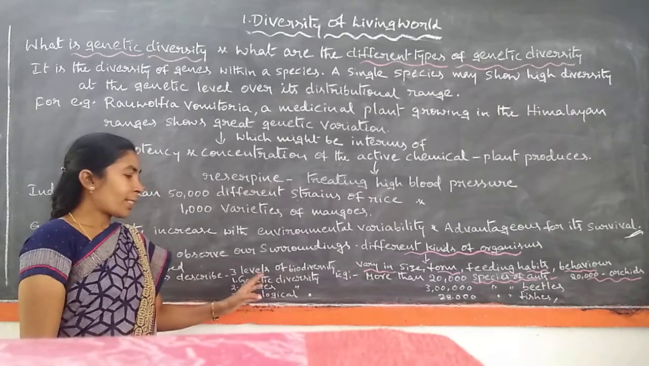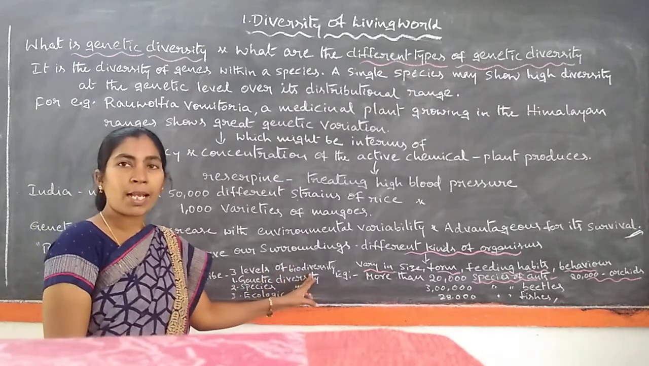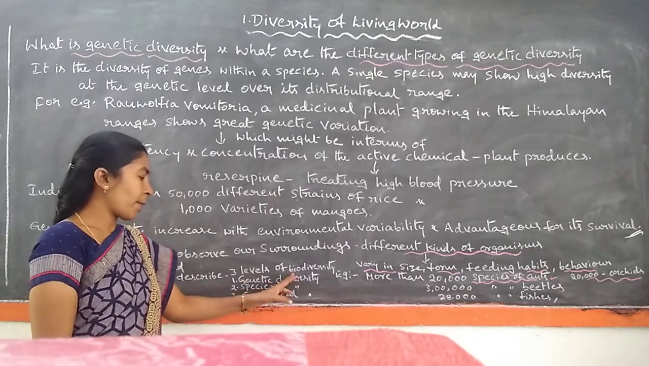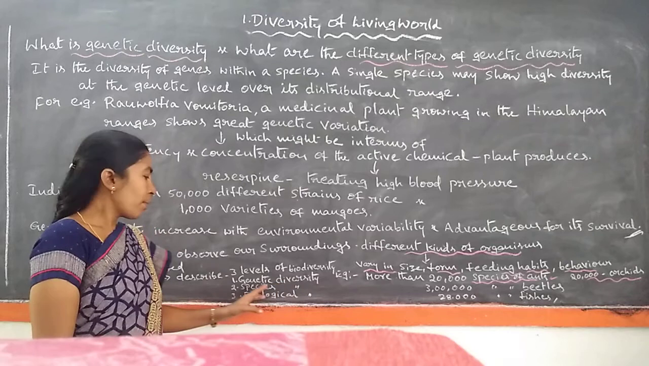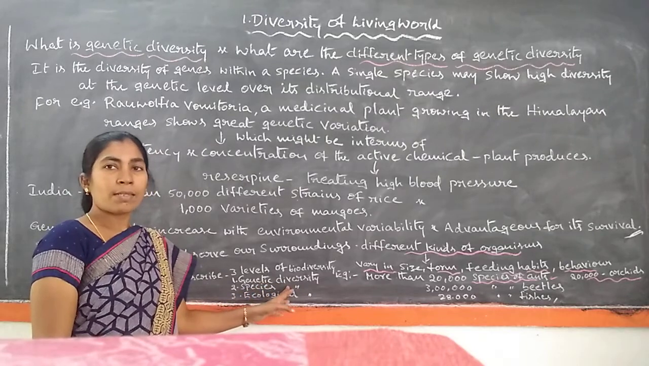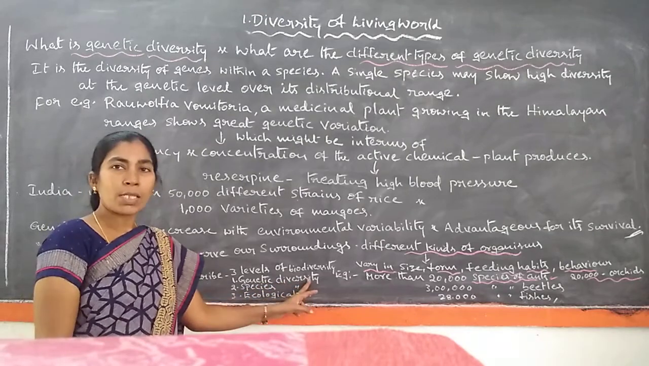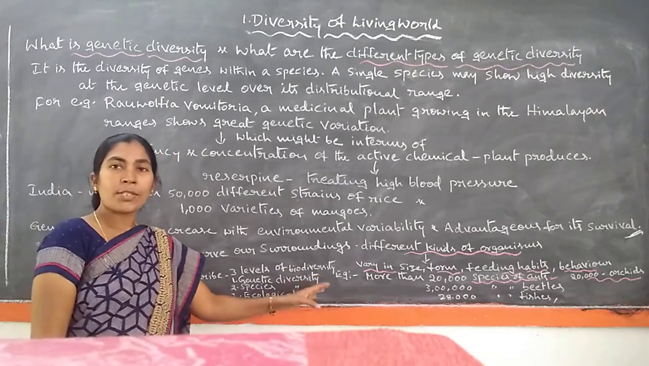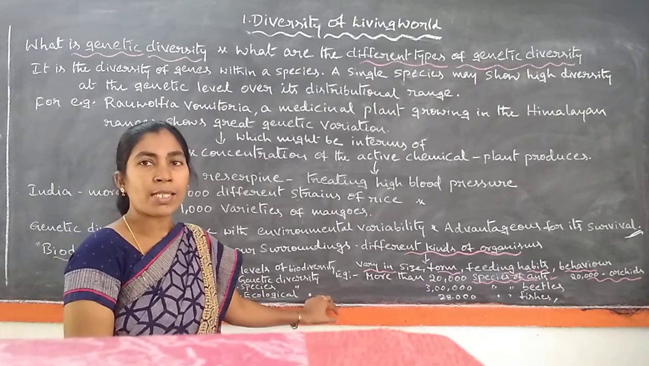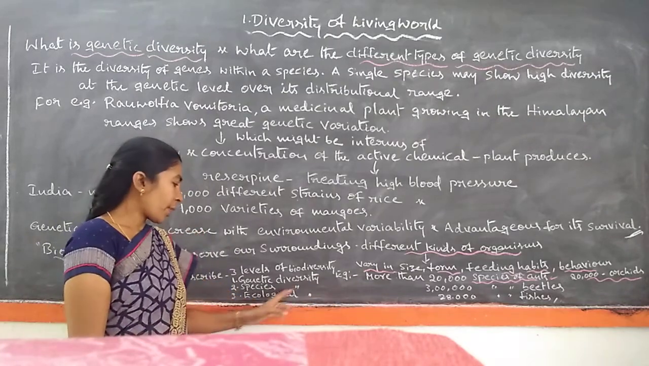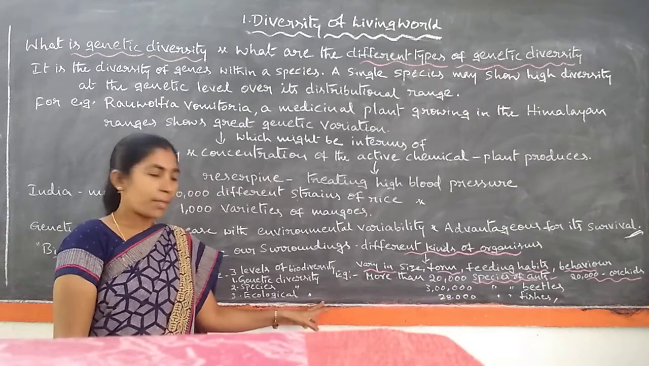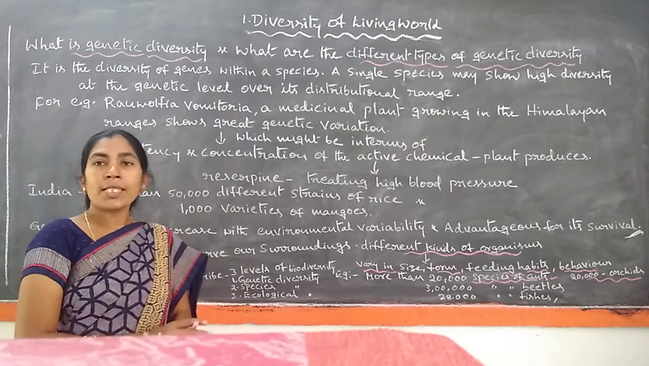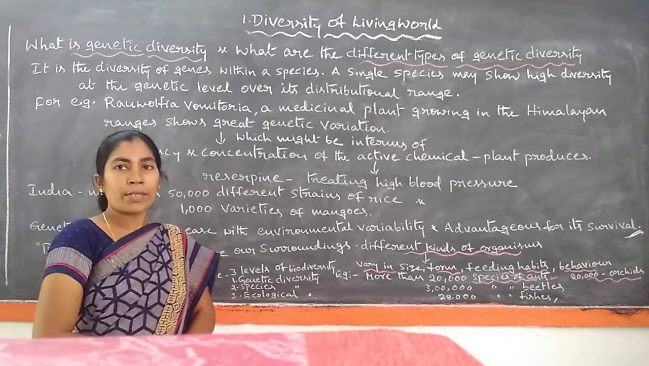Genetic diversity means variation that occurs in the genes. Variation among the species, at the species level, is called species diversity. Variation at the ecosystem level, among the ecosystems, is called ecological diversity. So this is biodiversity and its different types.